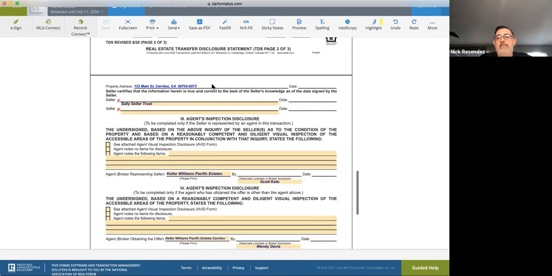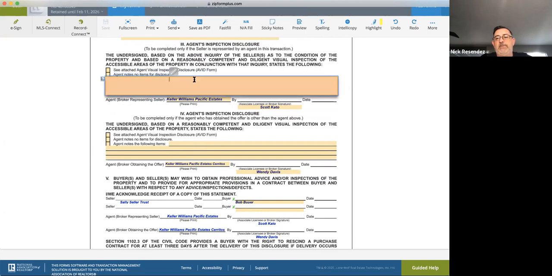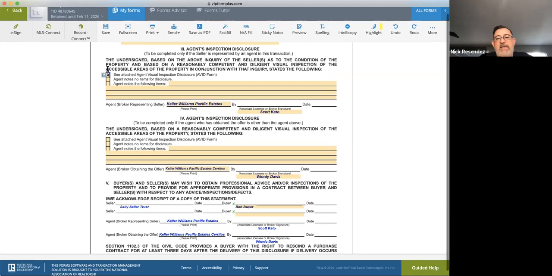Page 3, the seller signs. And then you as the agent now have your obligation. So on the listing side, broker representing the seller, you're going to make a note of whether you're doing an AVID, whether you note no item for disclosure, or whether you're going to try to fit all of your disclosure in this box. Okay. For all of us at KW, PE, Cerritos, Long Beach, La Mirada, we're always checking this box. We're always using the agent visual inspection disclosure form because you are all going to do a very thorough investigation of the properties that you're selling.